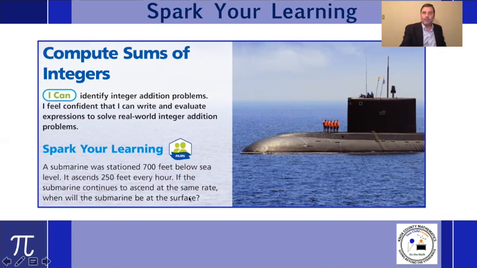Now, if the submarine continues to ascend at that same rate, when will the submarine be at the surface? So we're below the surface, 700 feet. We're going up 250. How long will it take for us to get to the surface if it gains 250 feet every hour? That's something you and your folks can work on, trying to represent that multiple ways, drawing pictures, using a number line, using our rules. See if you can write a mathematical sentence. Good practice on computing the sums of integers.